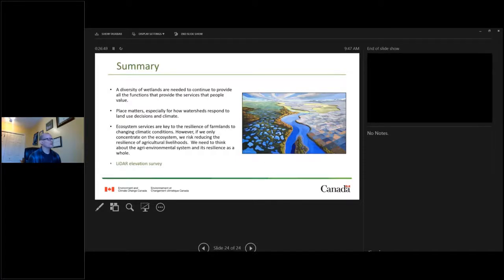And finally, this is kind of tangential, but I do want to put in a plug for LiDAR data. Many of the tools that we're finding that our partners and stakeholders are looking for require high resolution elevation data, which is spotty across the prairies. And we feel that a LiDAR elevation survey, which I think in Manitoba is starting to do quite a good job on, would be worth the public investment for a number of reasons.